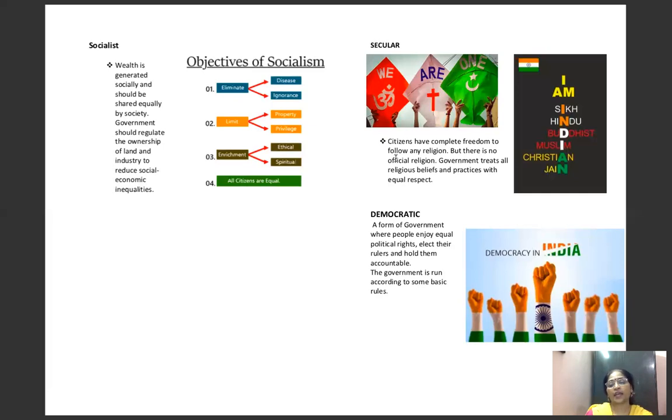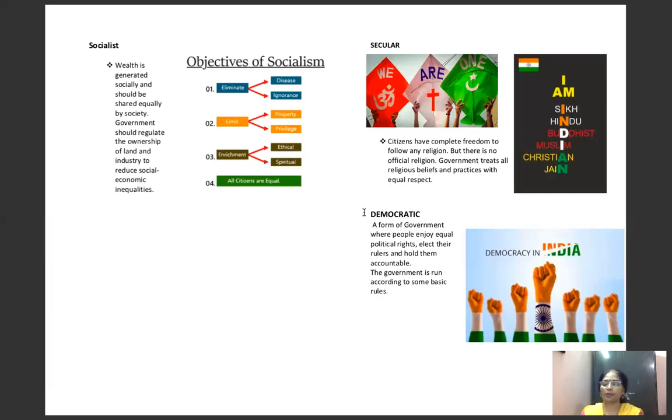Next, we see that it is democratic. Okay, democracy we have done at length in the first chapter. We know what democracy is, and naturally, this is where we should be very proud that India is a democratic country, which means a form of government where people enjoy equal political rights, elect their rulers, and hold them accountable. Political rights means that every adult has the right to vote, that there is equality. This is called political equality.